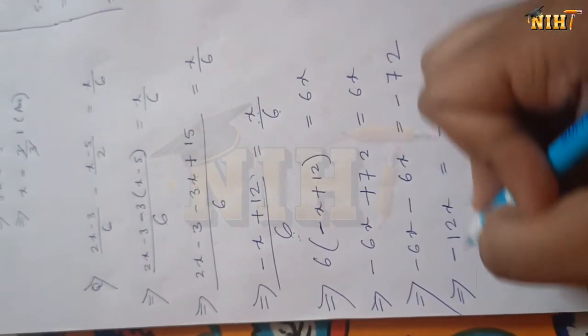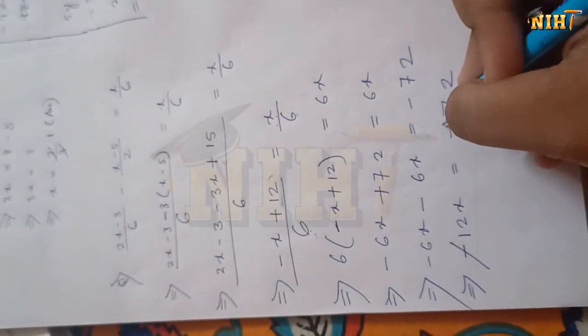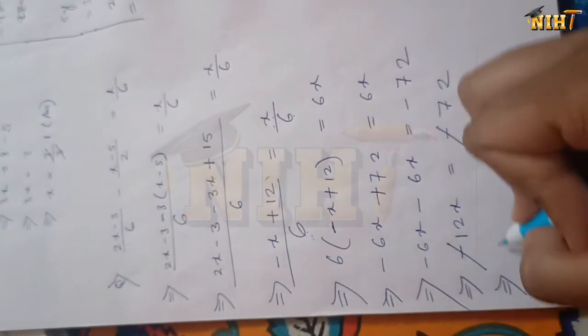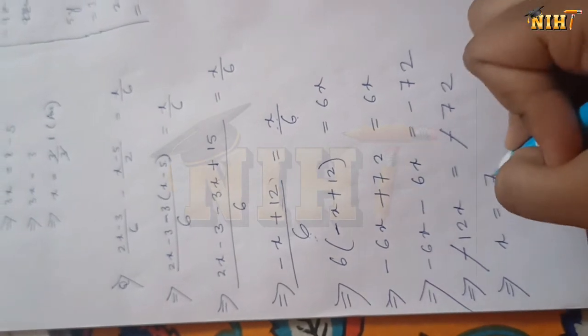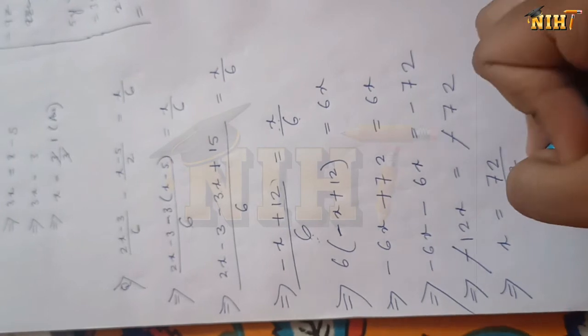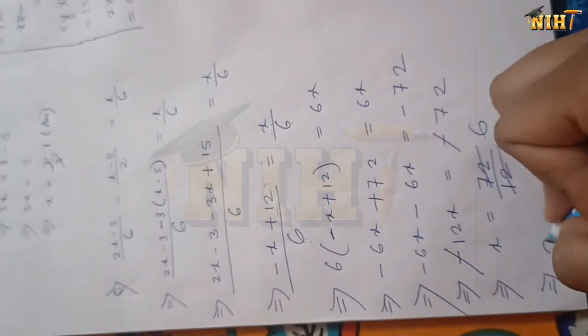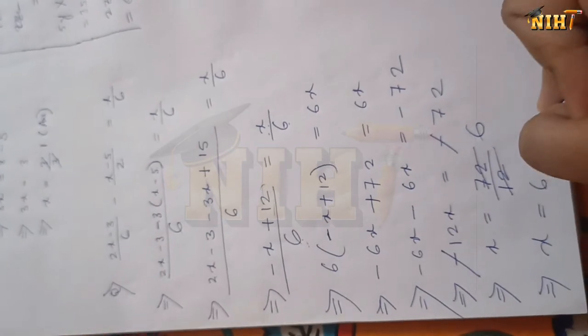Now there is a minus on both sides of the equal to sign, so both will cancel. So 12x equals 72. As I said, it will get divided, 72 by 12, that is 6. So the value of x is 6.